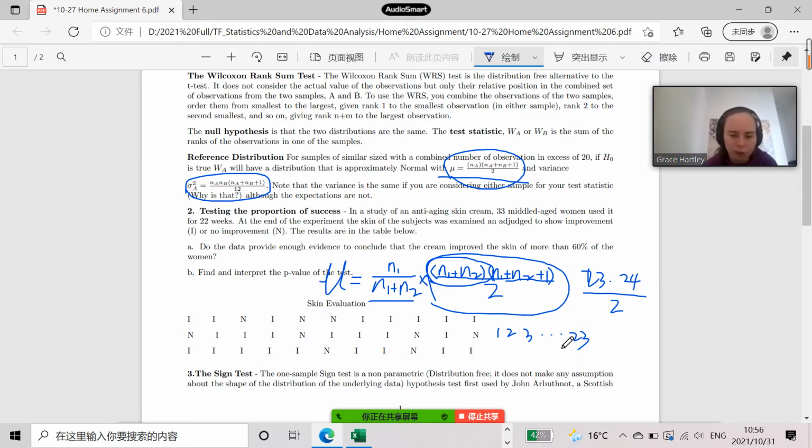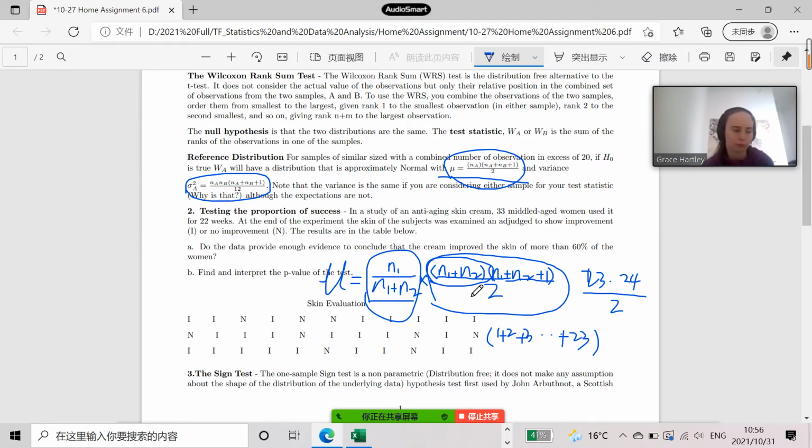So what I did is sum up all the ranks and then scale it by n1 divided by n1 plus n2. You're summing up all the ranks, so is it 23 plus 22 plus 21 plus 20 plus 19 plus 18, etc.? Is that what you mean? Yeah, I just sum them all up. That is what I did on the right, from 1 to 23. I just sum all the ranks up.